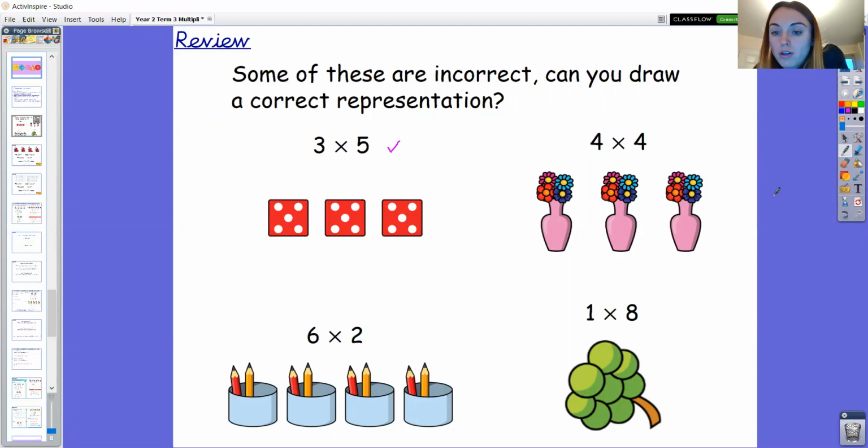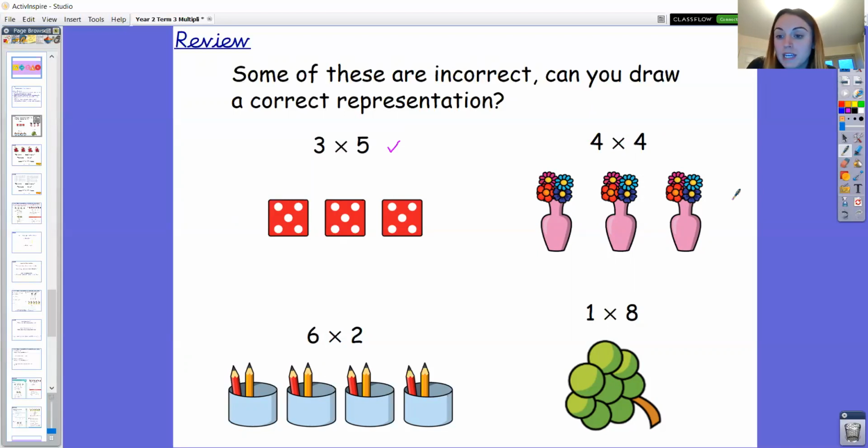Okay, moving on. What does this next multiplication say? Well done, 4 lots of 4. So that means that we need 4 equal groups of 4. Okay, let's count the vases together. Are you ready? 1, 2, 3. Oh, this means that this representation is not correct. So how many more vases do we need to draw?